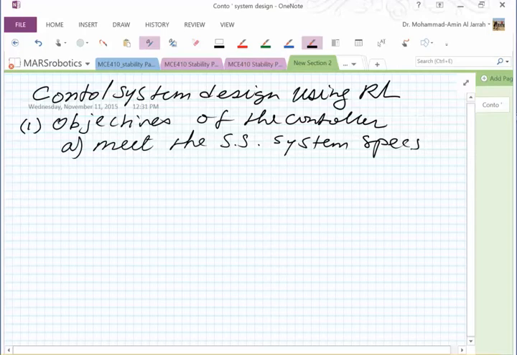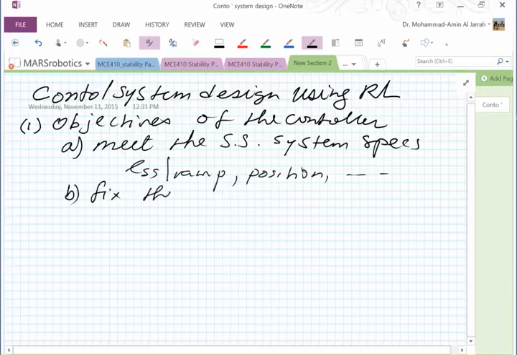Okay, and here we're talking about ESS due to ramp, position constant, acceleration, and so on. Okay, the second thing, we want to fix the transient performance, or in a better word, say that we want to meet the customer specification for the transient performance.